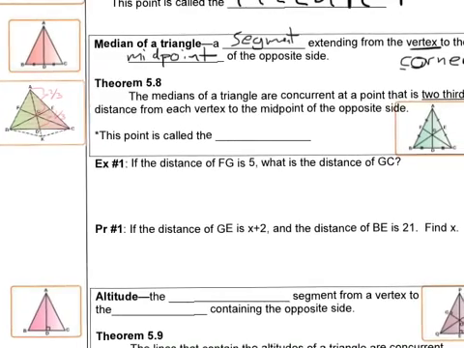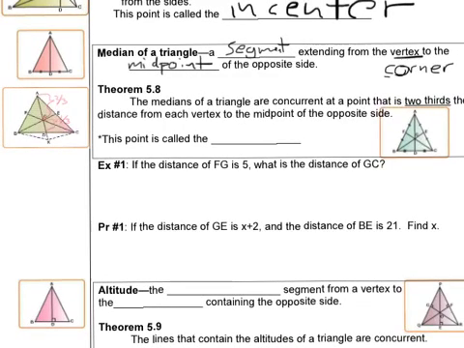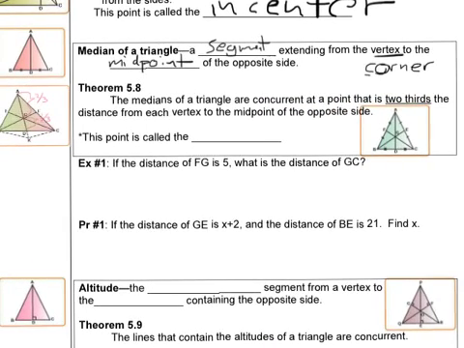And so this point where all the medians connect, this is what theorem 5.8 says: the medians of a triangle are concurrent at a point that is 2/3, that's important, we'll come back to that, the distance from each vertex to the midpoint of the opposite side. And this point of concurrency is called the centroid. That is because the centroid will always be the exact center of gravity of the triangle. It'll be right there in the center. And like I said, it is 2/3 the distance from each vertex to the midpoint of the opposite side.